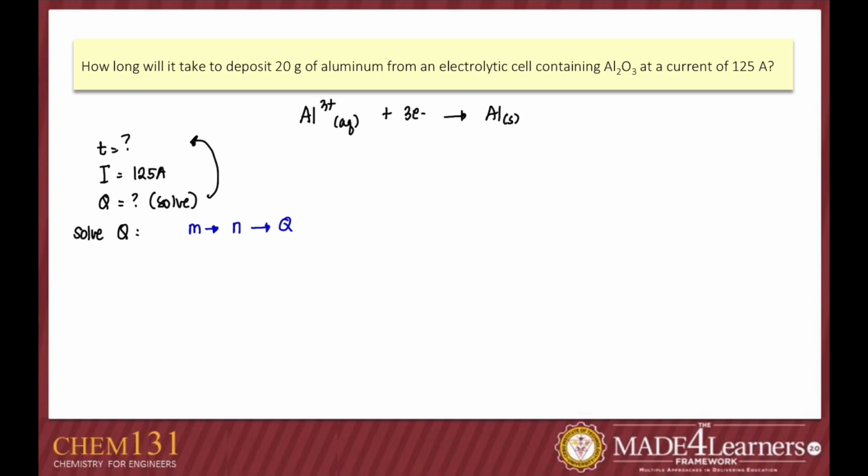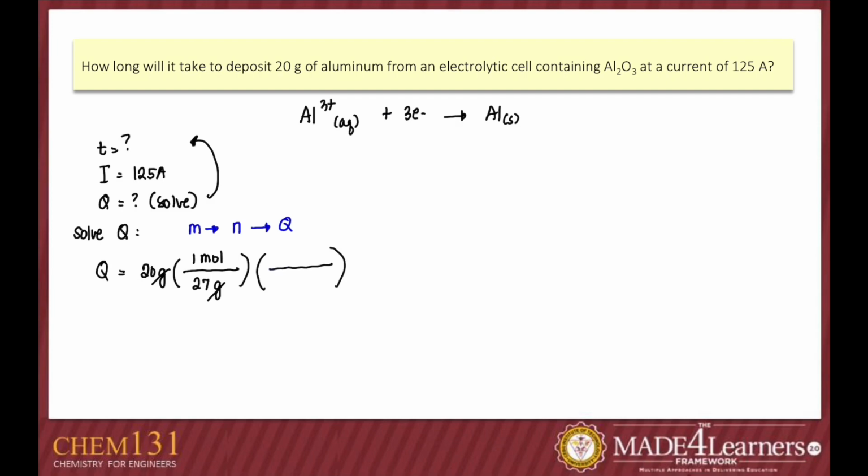So we can just do this directly, class, with dimensional analysis to Q. Where do we start? With the mass. So what's the mass of aluminum? It's 20 grams. So we will convert grams to moles. And aluminum has an atomic mass of 27 grams. So 27 grams of aluminum for every 1 mole of aluminum. And we can see that it's now in moles. That's N. From mass, it became N.